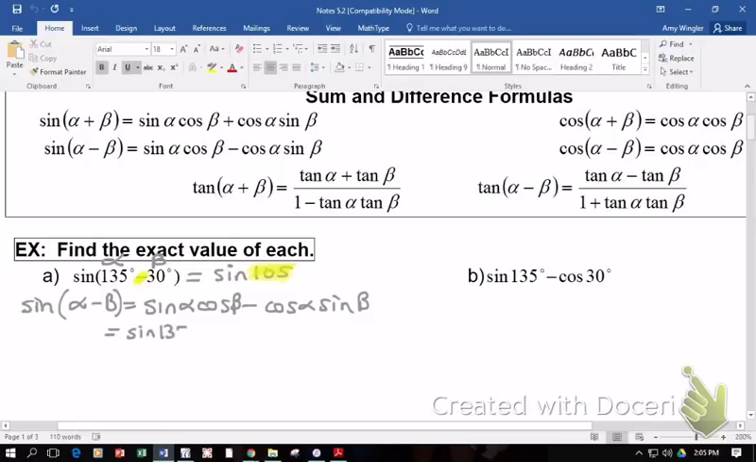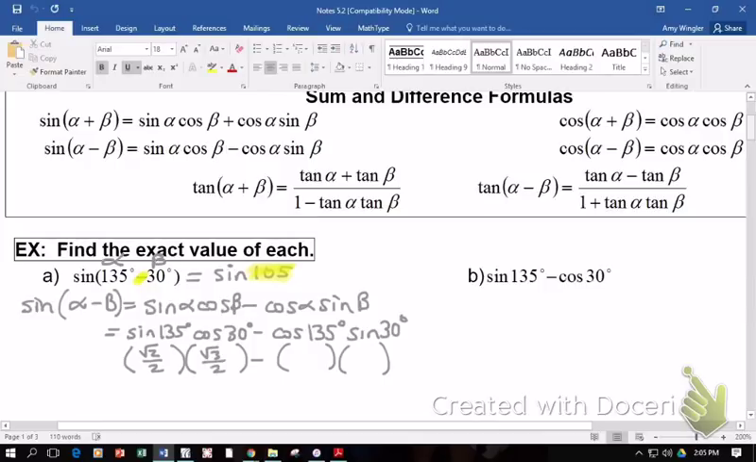The sine of 135 degrees times the cosine of 30 degrees minus the cosine of 135 degrees times the sine of 30 degrees. Since 135 degrees and 30 degrees are on our unit circle, we can now use substitution and plug in values for these 4 items. The sine of 135 degrees is radical 2 over 2. The cosine of 30 degrees is radical 3 over 2. The cosine of 135 is negative radical 2 over 2. And the sine of 30 is 1/2.